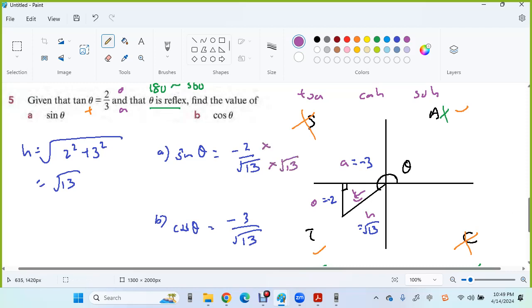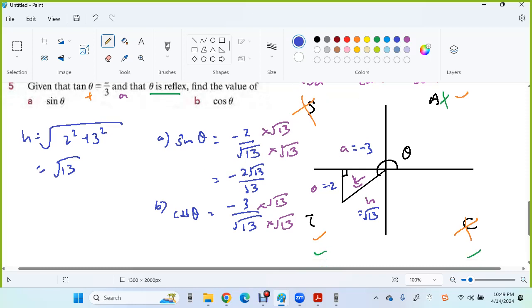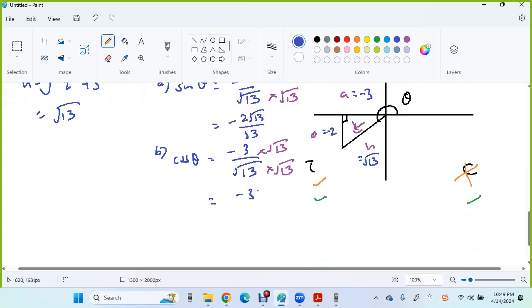So we multiply with square root 13 here. So this one also we multiply with the square root 13. So the answer will be negative 2 square root 13 over 13. And this one will be negative 3 square root 13 over 13. Okay.